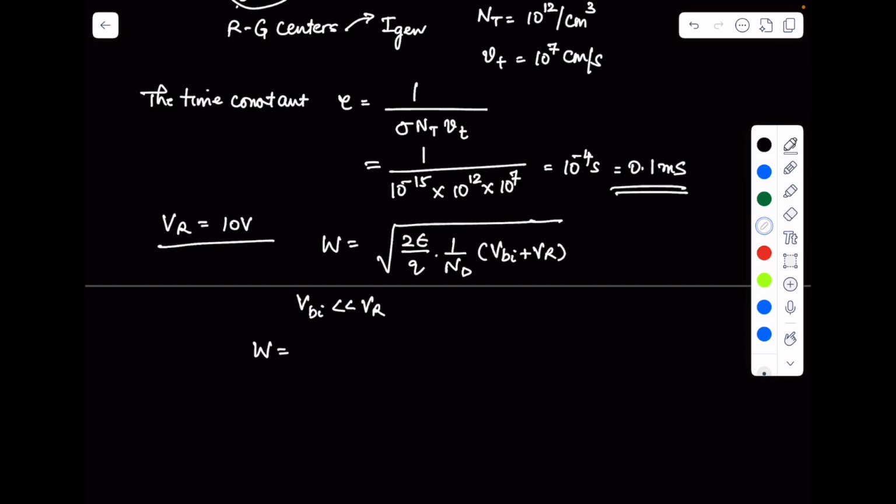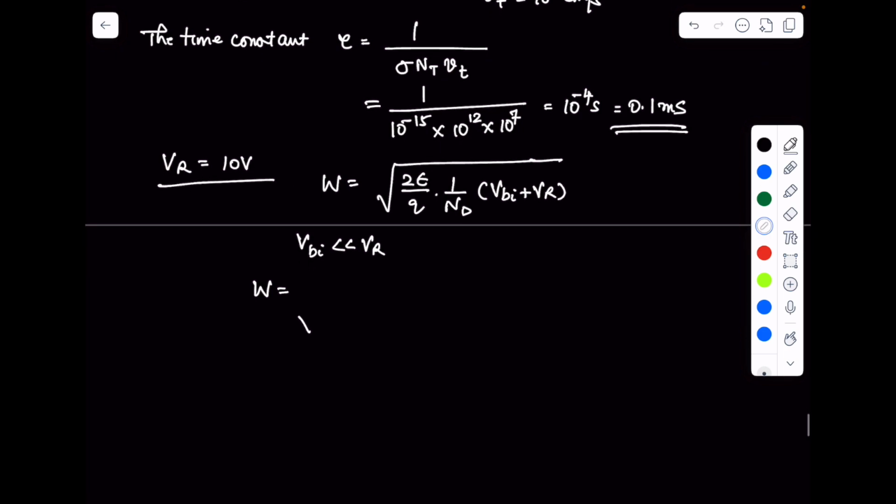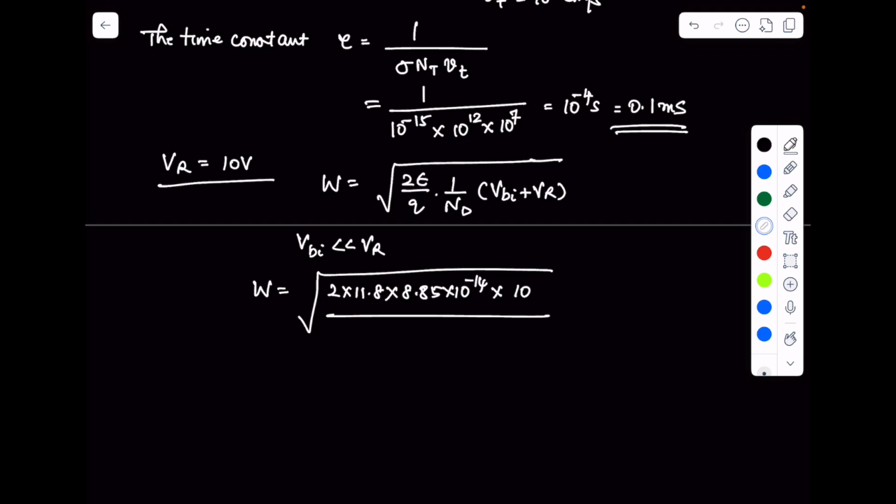So my W at 10 volts, just like we did in the previous problem, I can calculate to be 2 into 11.8 into 10 divided by 1.6 into 10^-19 into 10^15, and this works out to 3.61 into 10^-4 centimeters or 3.61 micron. So this is the net depletion width at 10 volts.